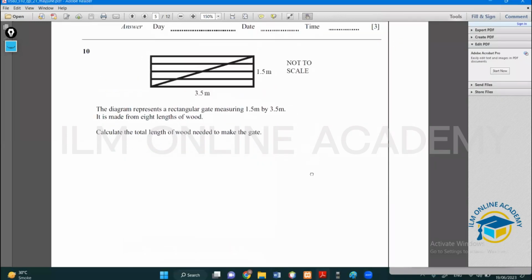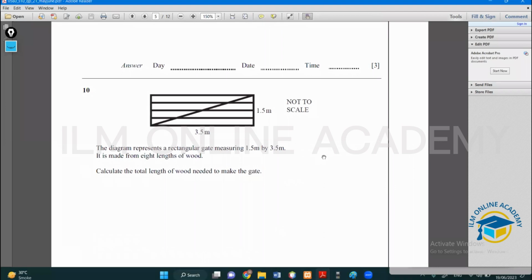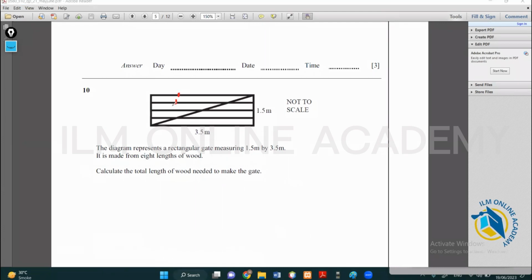Now, question number 10. In question number 10, it's written that the diagram represents a rectangular gate, measuring 1.5 meters by 3.5 meters, and it is made from 8 lengths of wood. I'll show you the 8 lengths: 1, 2, 3, 4, 5, 6, 7, and this one is 8. They are asking to calculate the total length of wood needed to make the gate.